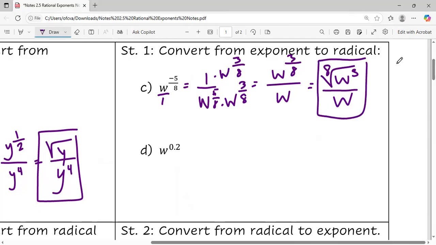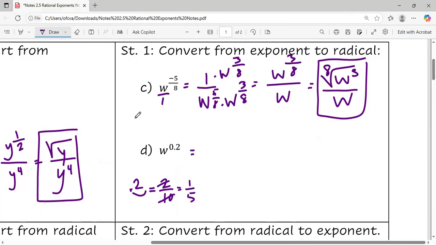So for this second one, for D on your side, you have a decimal. So same thing. If I have 0.2, I'm going to have to move that decimal once. That gives me 2 over 10. Since I moved it once, I put it over 10. That's going to be divisible by 2. So you're going to end up with 1 over 5.